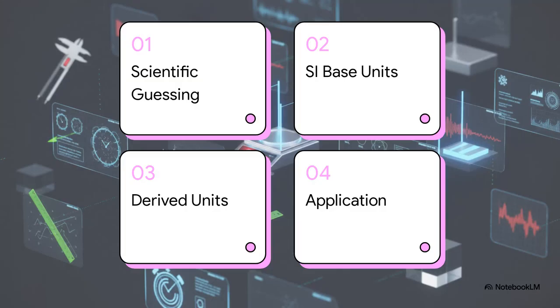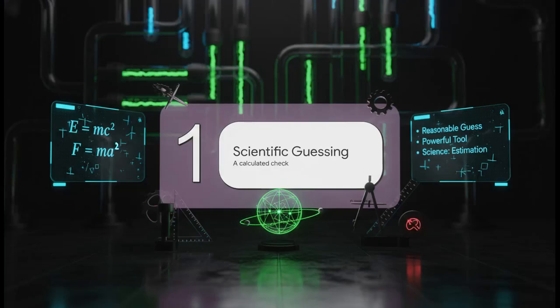First, we'll talk about the art of making a really good scientific guess. Then, we'll lay down the foundation with the 7 SI base units. After that, we'll see how we can build bigger ideas using derived units. And to wrap it all up, we'll take what we've learned and apply it to some really big and really small questions.